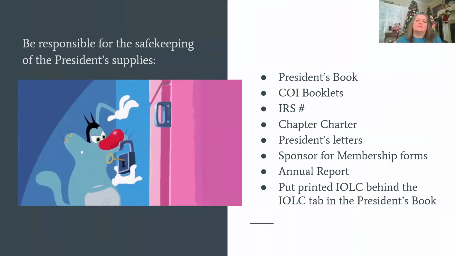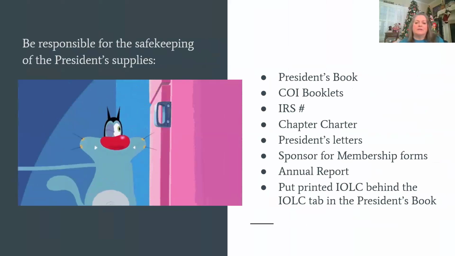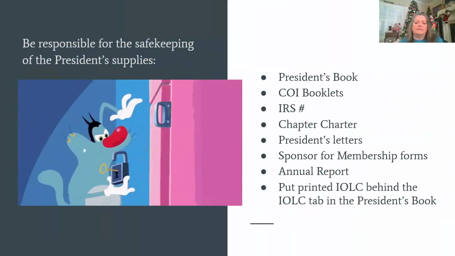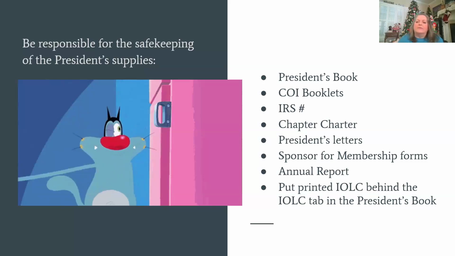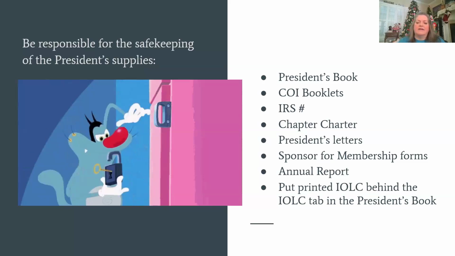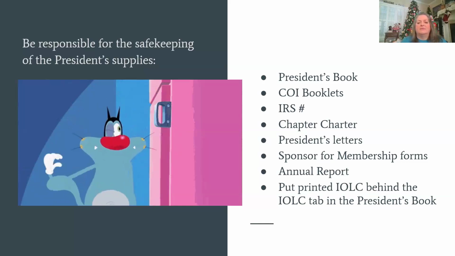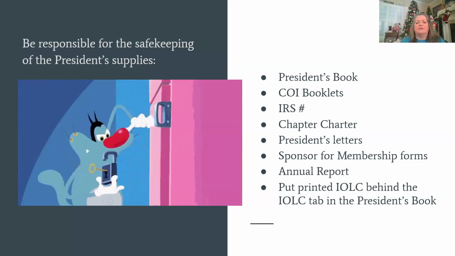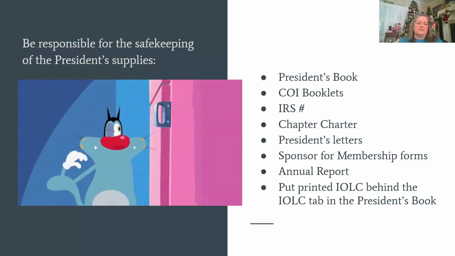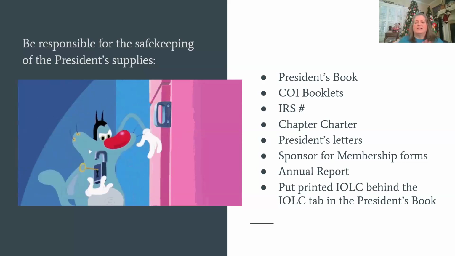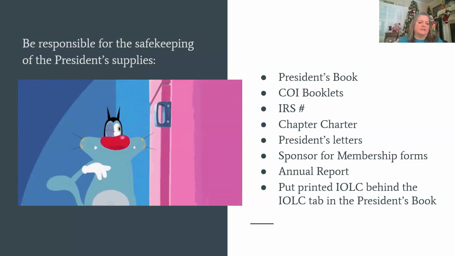All right, the president is responsible for the safekeeping of the president's supplies. That includes the president's book, the ceremony of initiation booklets, the tax ID number, the charter of the chapter, all of the president's letters for the life of your chapter, the sponsor for membership forms, annual reports, and a full IOLC should be printed. That includes the policies and procedures. So it's all the officer information and the policies and procedures, and that should be behind the IOLC tab in the president's book.